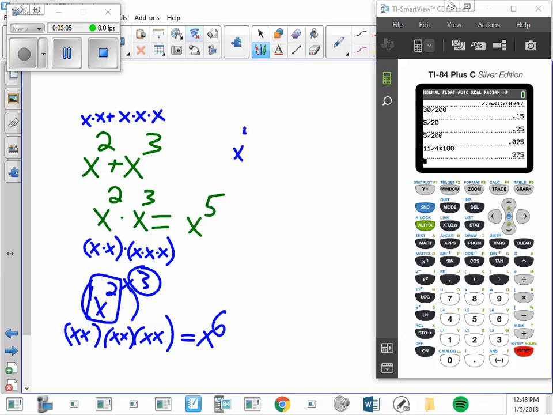So x to the 4th to the 5th is x to the 20th. Got that? So whenever you raise an exponent to an exponent, you just multiply those 2 exponents together, which means they can actually switch sides. X to the 4th to the 5th is the same as x to the 5th to the 4th, which is kind of weird. So the exponents commute, which is a little bit strange.